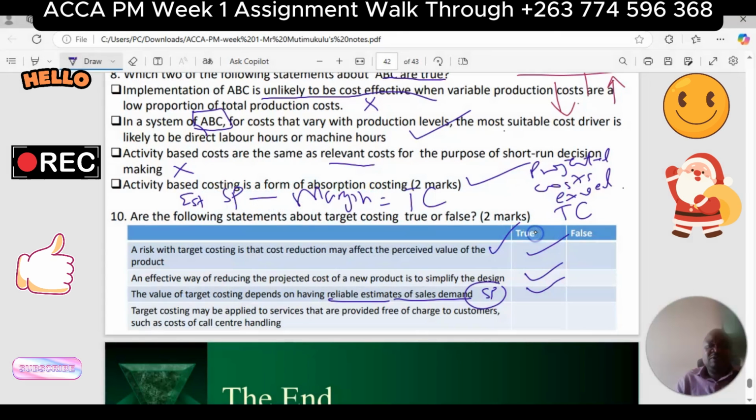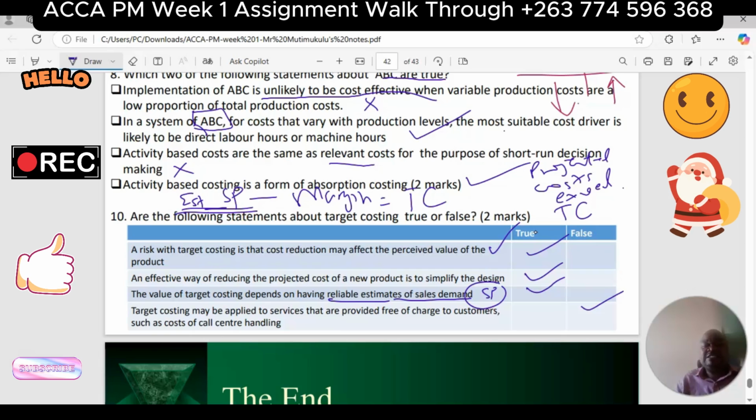Right, the last one. Target costing may be applied to services that are provided free of charge to customers, such as the cost of call center handling. This one is false. Why? Because target costing does not apply in free situations. There is an estimated selling price in the first place from which a margin is deducted, and then we get a target cost.